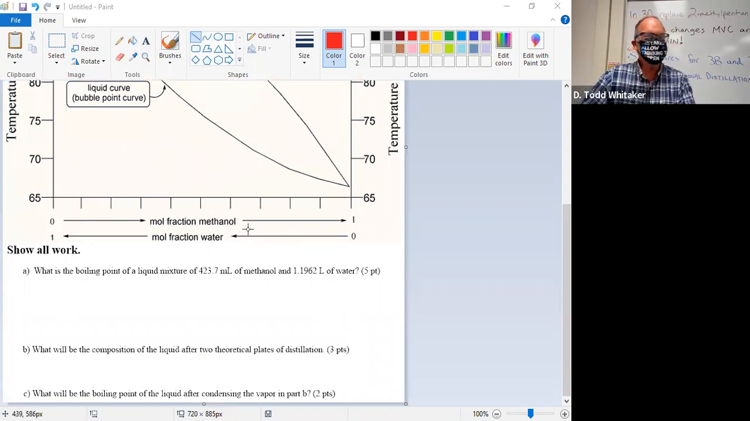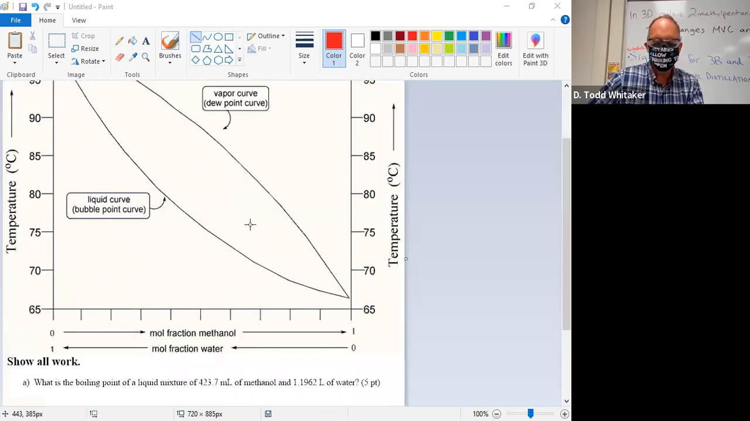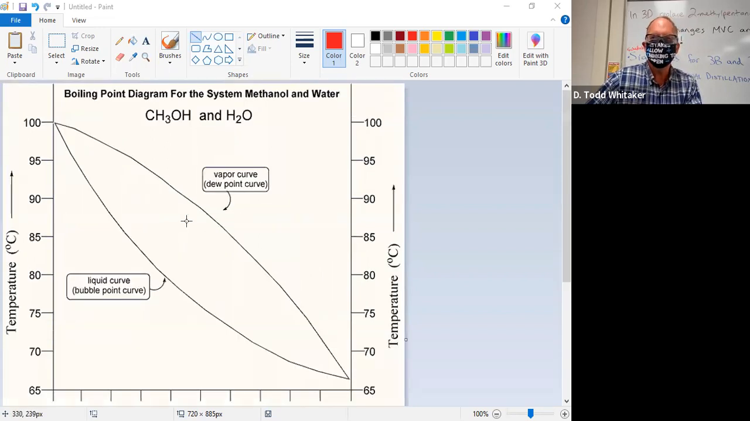We need to use this graph. And the only way to use this graph is if you know what measure of the mixture. Don't tell me it's about knowing the temperature of the mixture. No, this graph's about knowing the mole fraction of the mixture to predict the temperature on the liquid curve and on the vapor curve.